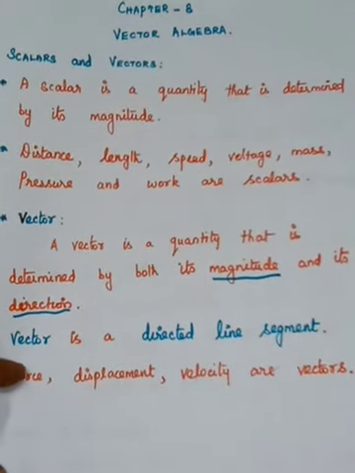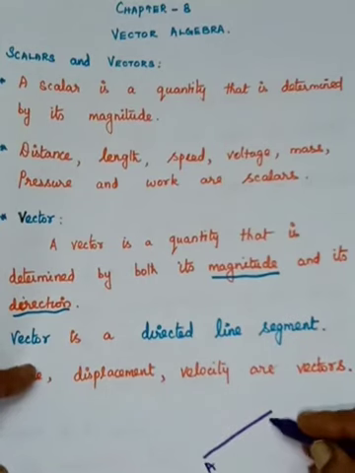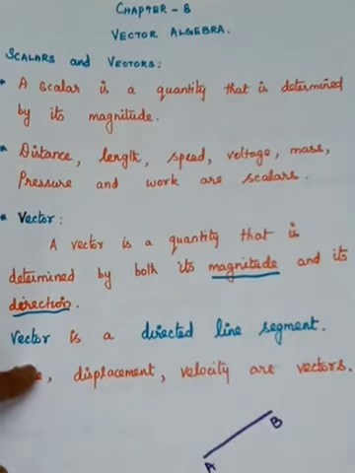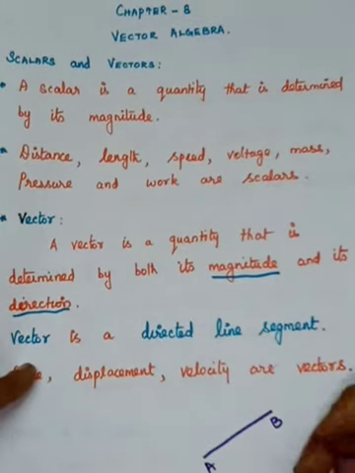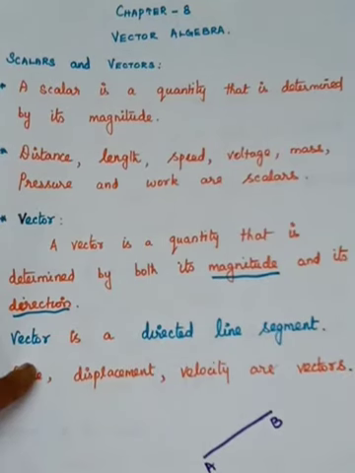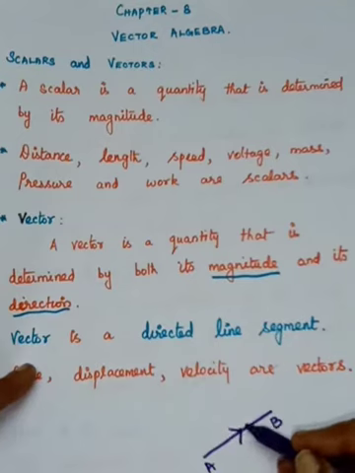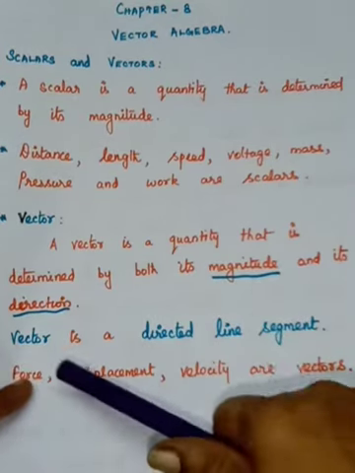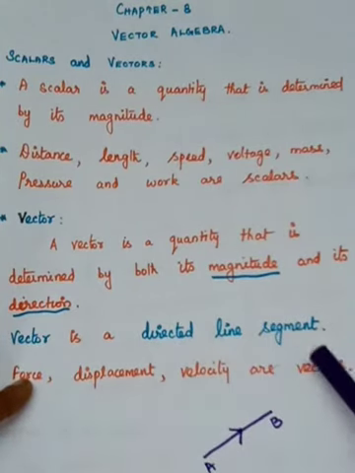For example, if I draw one line segment, you see that A, B. This line segment has only magnitude, that is, the length of the line segment we can find. But if you want to mention a vector, this line segment should be directed. That is, on that line segment you have to put an arrow mark. So this is nothing but the vector. So that's why a vector is a directed line segment.